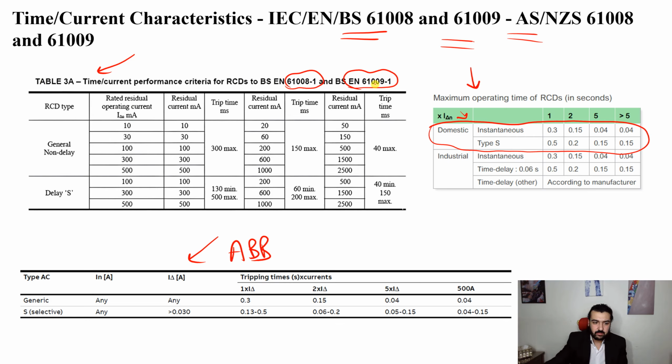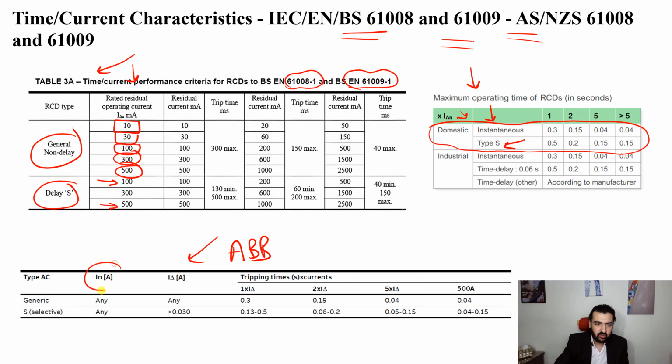Let's explain this. First, it says general non-time delay and another one with time delay. Instantaneous with time delay. Here the rated values for non-time delay, it has the rated residual operating current. These are rated at 10 milliamperes, 30, 100, 300, up to 500. For delay from 100 to 500. Okay, you can see this in ABB.